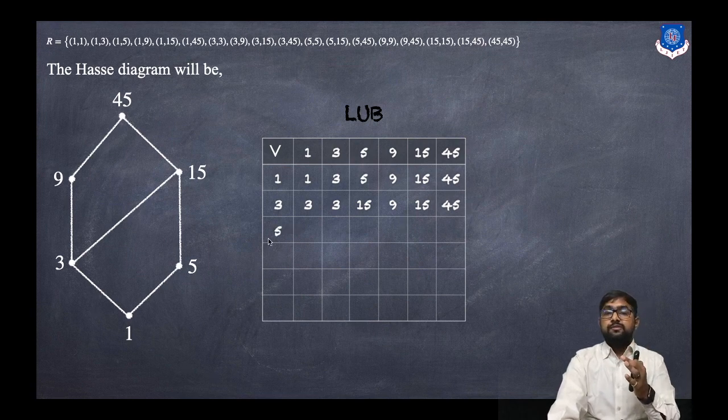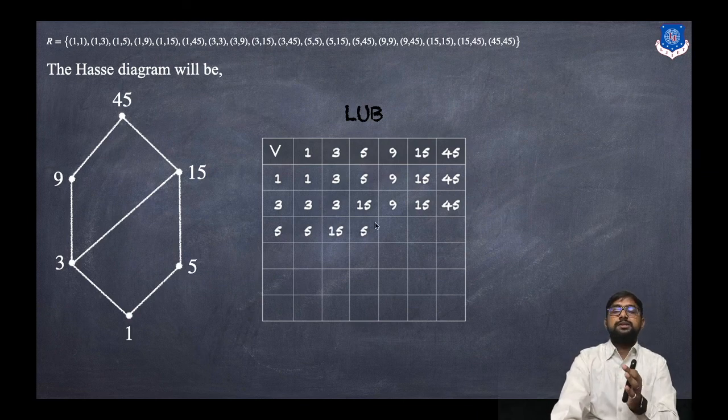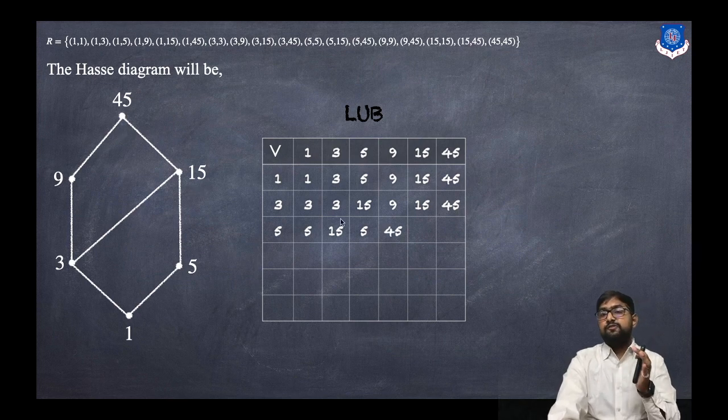Okay. Now 5 and 1. In 1, 5 it was 5, so in 5, 1 it will be 5. Now 5 and 3. In 3, 5 it was 15, so here it will be 15. Now 5, 5 as it is the same point, so it will be 5. Now 5 and 9, the least upper bound will be 45. Now 5 and 15, it will be 15. Now 5 and 45, it will be 45. As you can see, it is the upper bound of the whole graph, so the whole column will be 45.